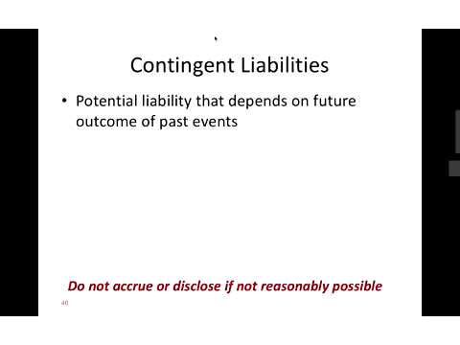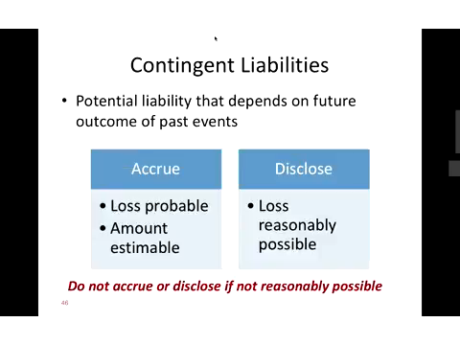The biggest example of this kind of thing is somebody filing a lawsuit against you. So the future outcome would be the ruling on the case, and the past event is what happened in the past to give rise to the lawsuit. And you have this slide in your handout, at the bottom of page 2. So when we say we're going to accrue, the loss is probable and the amount is estimatable, or we disclose it, the loss is reasonably possible.